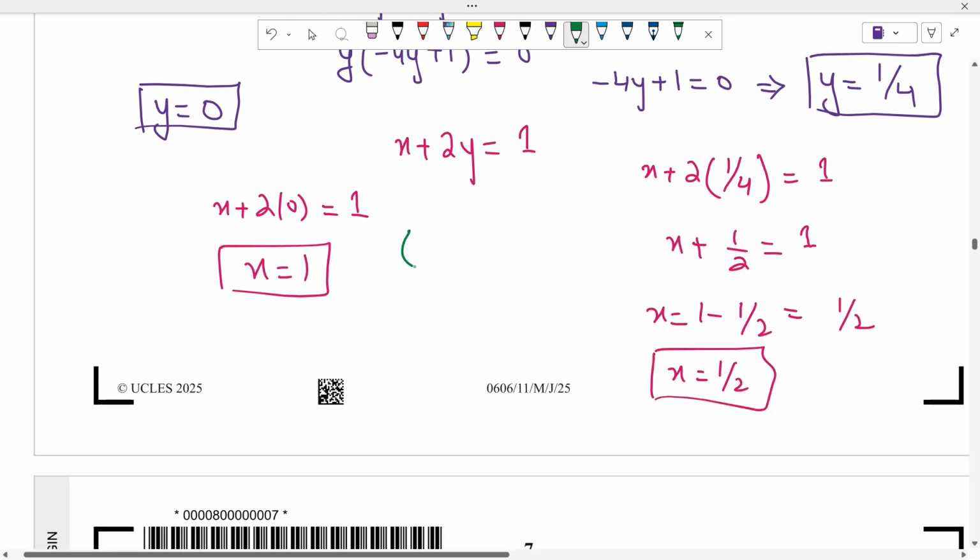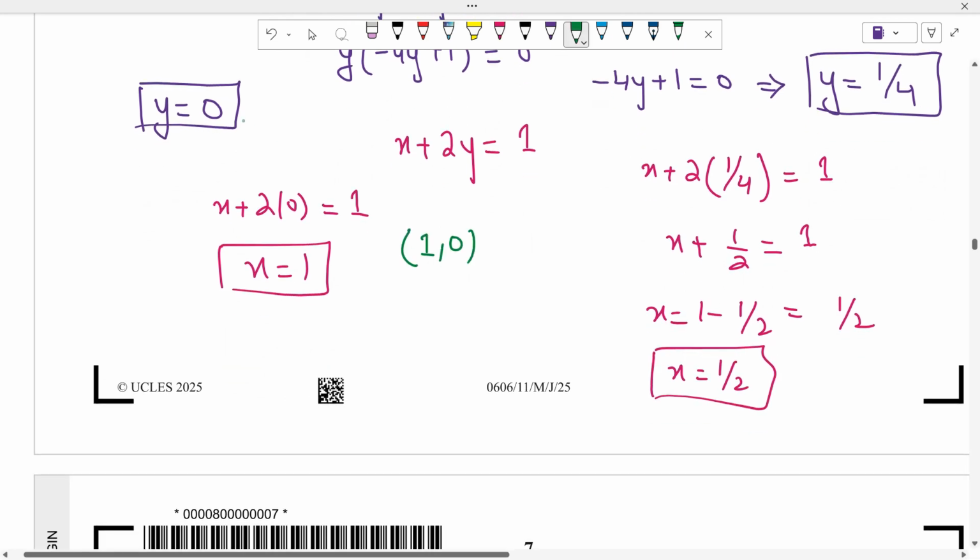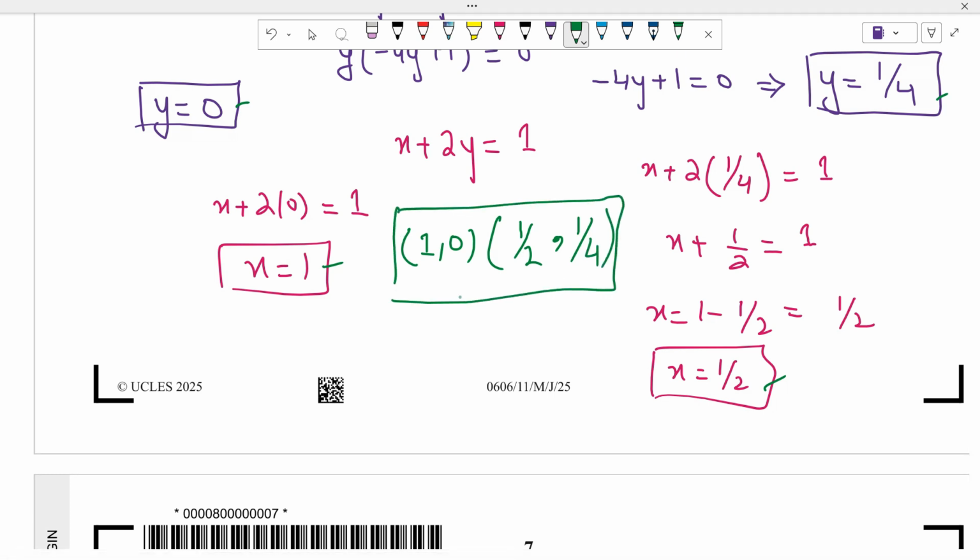So the coordinates are (1, 0) and (1/2, 1/4). So these are the solutions. This is the required solution.